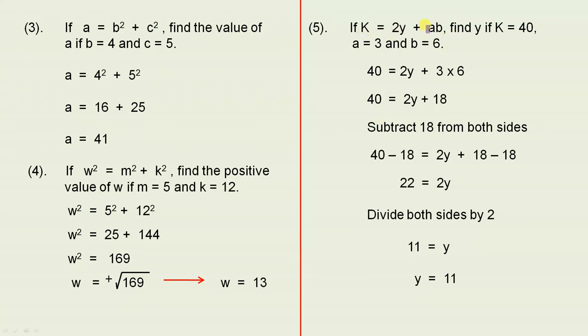Here is another equation here, and we have to find Y if K equals 40, A equals 3 and B equals 6. So once we substitute the numbers in, that's what we get. 3 6s are 18. Subtract 18 from both sides to give us that working. When we simplify that out, we get 22 equals 2y. We divide both sides by 2 to give us 11 equals y, or y equals 11.